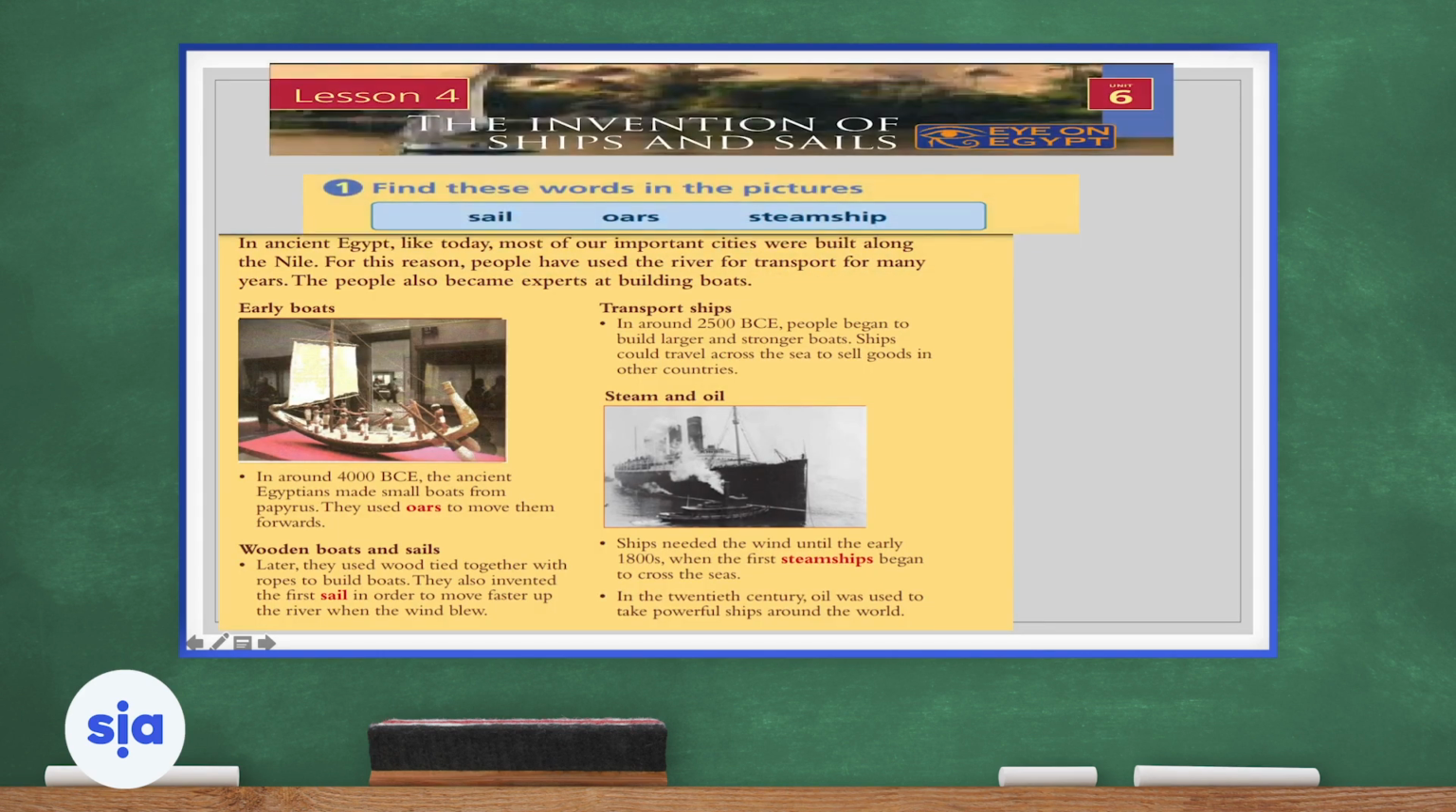Now we're going to jump to our new lesson for Unit 6, which is Lesson 4, the invention of ships and sails. Now we're going to find these words in the pictures below: the sail, the oars, and the steamship. In ancient Egypt, like today, most of our important cities were built along the Nile. For this reason, people have used the river for transport for many years. The people also became experts at building boats.